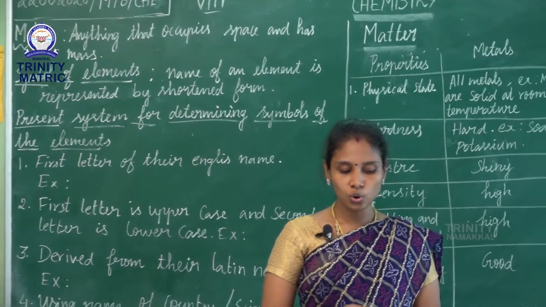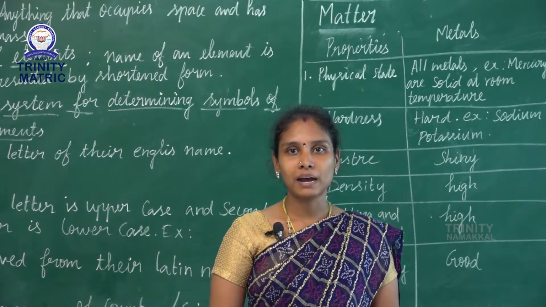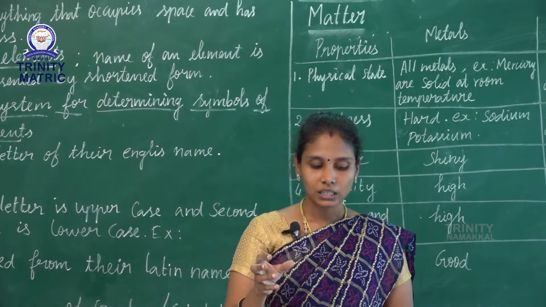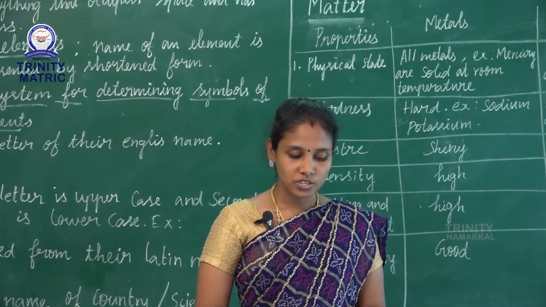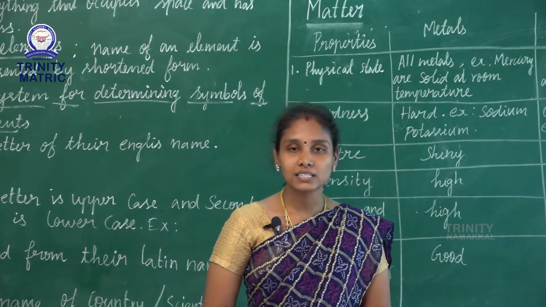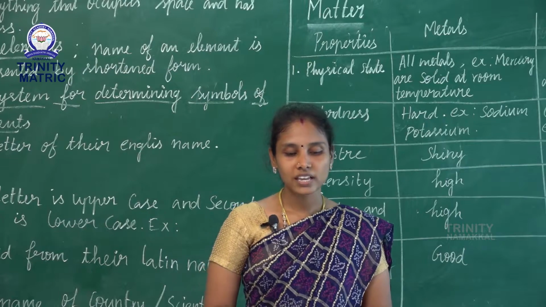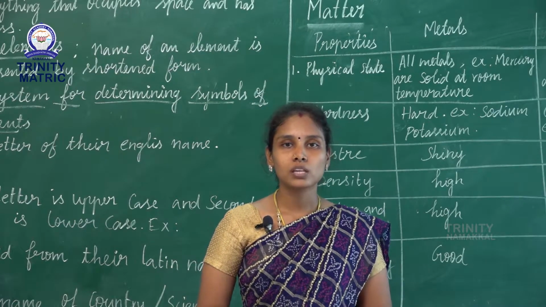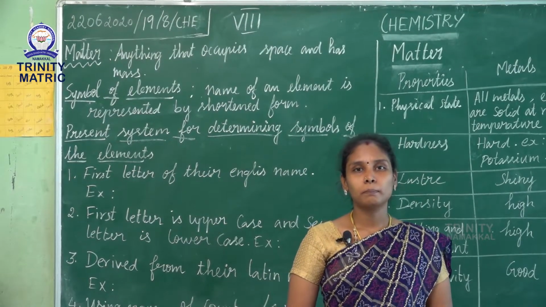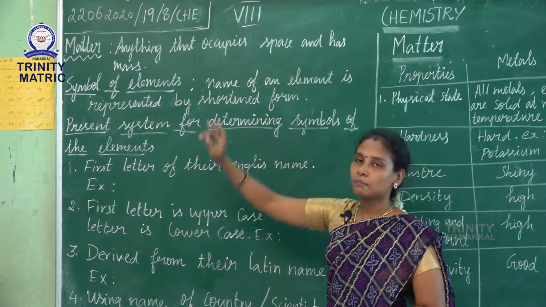Do you know what matter is? What is matter composed of? Matter is composed of tiny particles called atoms, which cannot be seen with our naked eye. Let us understand what these particles are, such as atoms, molecules and ions. So the definition of matter is anything that occupies space and has mass.